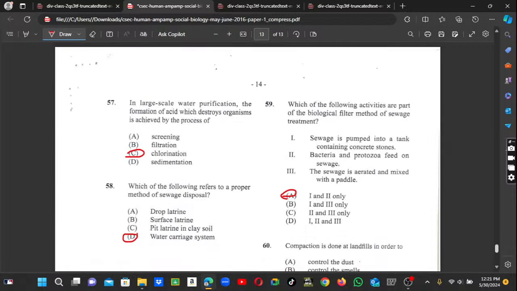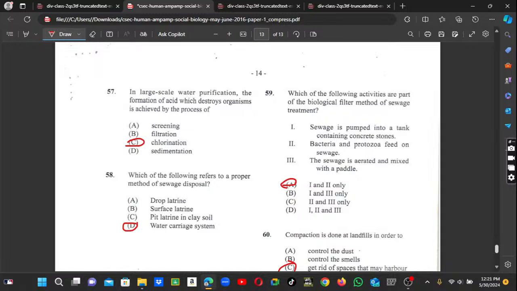These ones are repeated, guys. I hope everyone is paying attention. Number 57, this is in large scale water purification. The destruction of harmful organisms is achieved by the process of chlorination. So the option for this one would be chlorination.